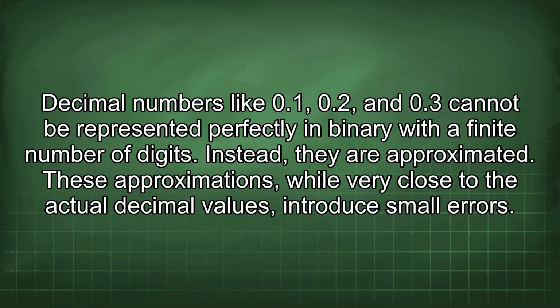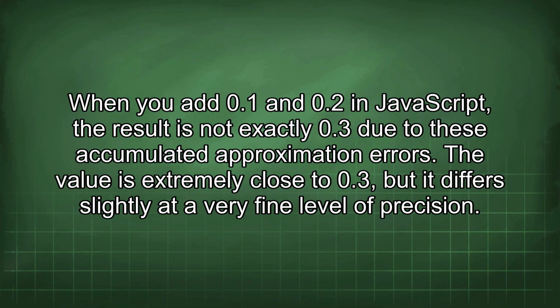Decimal numbers like 0.1, 0.2, and 0.3 cannot be represented perfectly in binary with a finite number of digits. Instead, they are approximated. These approximations, while very close to the actual decimal values, introduce small errors. When you add 0.1 and 0.2 in JavaScript, the result is not exactly 0.3 due to these accumulated approximation errors. The value is extremely close to 0.3, but it differs slightly at a very fine level of precision.